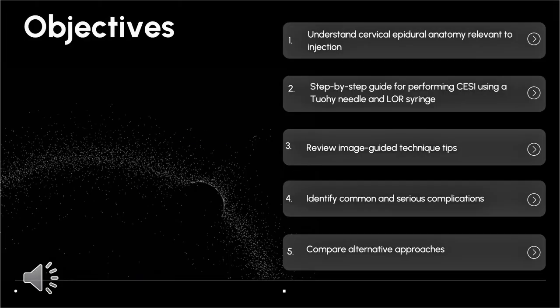Our objectives are to understand the cervical epidural anatomy relevant to this procedure, go step by step through the technique using a TUI needle and loss of resistance syringe, review imaging tips, highlight potential complications, and compare alternative techniques. The overarching goal is safety in every step. We'll cover anatomy that directly impacts your needle trajectory, a step-by-step technical approach, imaging strategies to confirm safety, complication prevention and management, alternative techniques, and when to consider them. Again, your goal as a fellow is to understand both how to perform the procedure and when not to perform it.